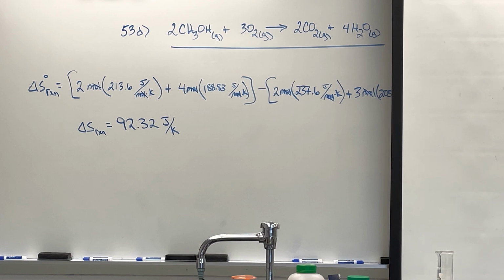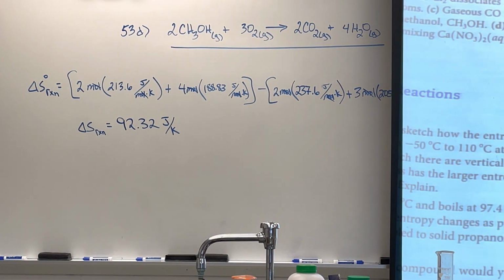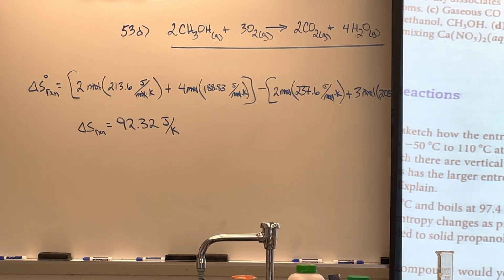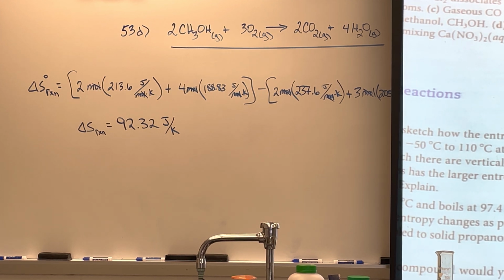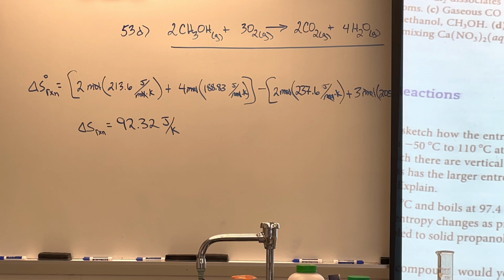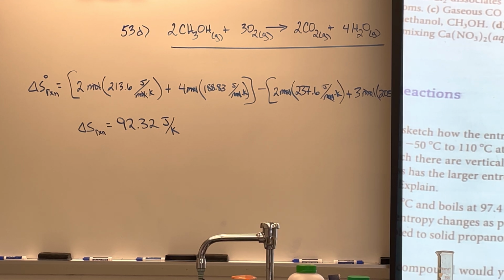in your textbook. Okay? I need to unfreeze it. If we look at some of these other ones right here, on A, let's predict the sign of the entropy change. On A, just predict the sign. What's it going to be?